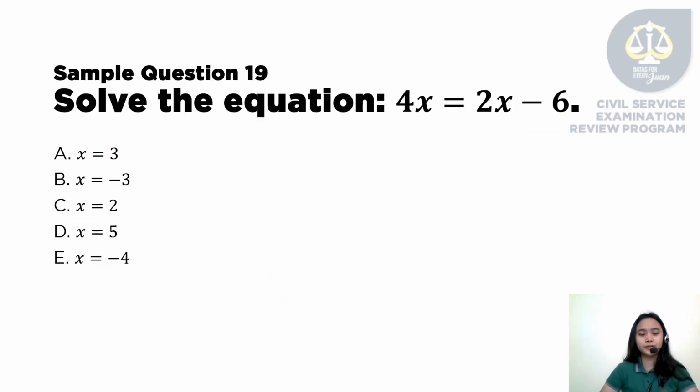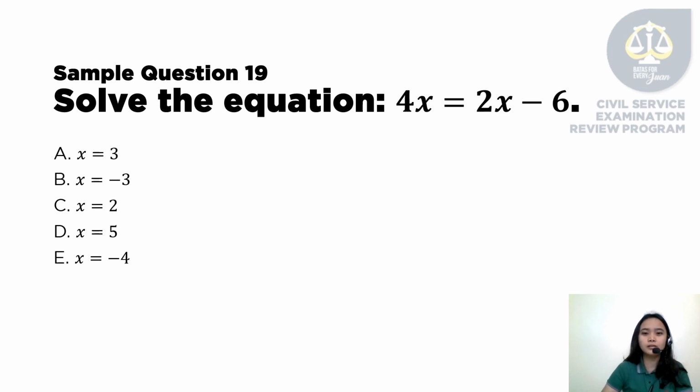For sample question number 19, solve the equation 4x is equal to 2x minus 6. Letter A, x is equal to 3. B, x is equal to -3. C, x is equal to 2. D, x is equal to 5. And E, x is equal to -4.